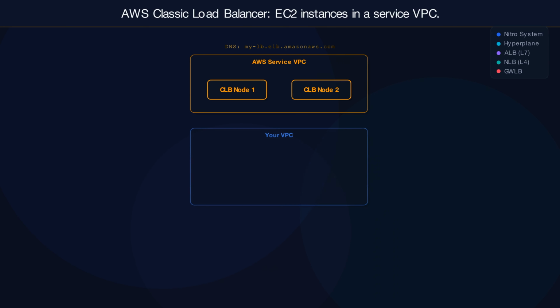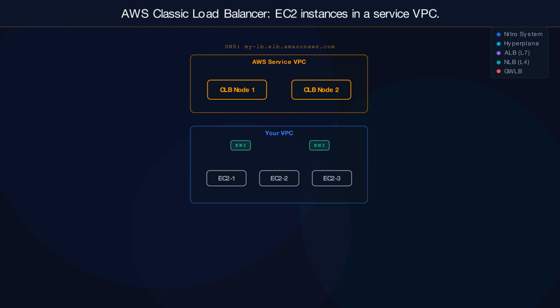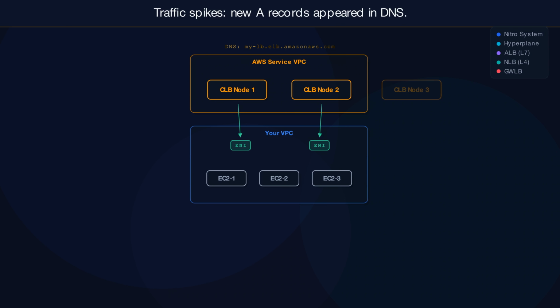AWS rebuilt this as a service in 2009, the classic load balancer. Think of it like moving from owning a delivery truck to using a shipping service. Under the hood, AWS ran EC2 instances in a hidden service VPC. They attached special cross-VPC network interfaces into your VPC. DNS resolved your load balancer hostname to these instance IPs, one per availability zone.